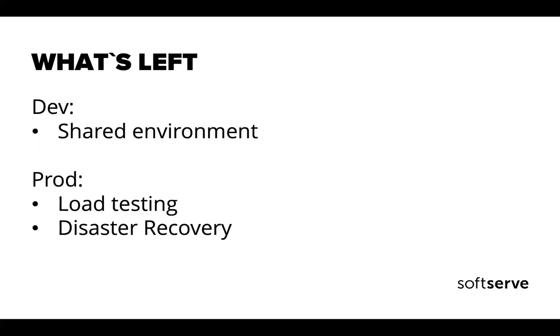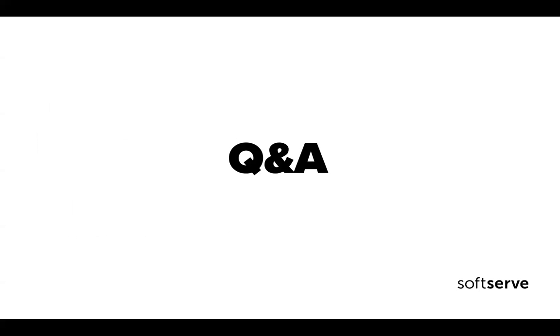For production, we need to perform load testing to see how much load our infrastructure can handle. And we also need to implement a disaster recovery plan, just in case we have some issues in the main AWS region or some issues with EKS. Those are the main things left. So I've covered pretty much on a high level what I wanted. If you have any questions, please feel free to ask.